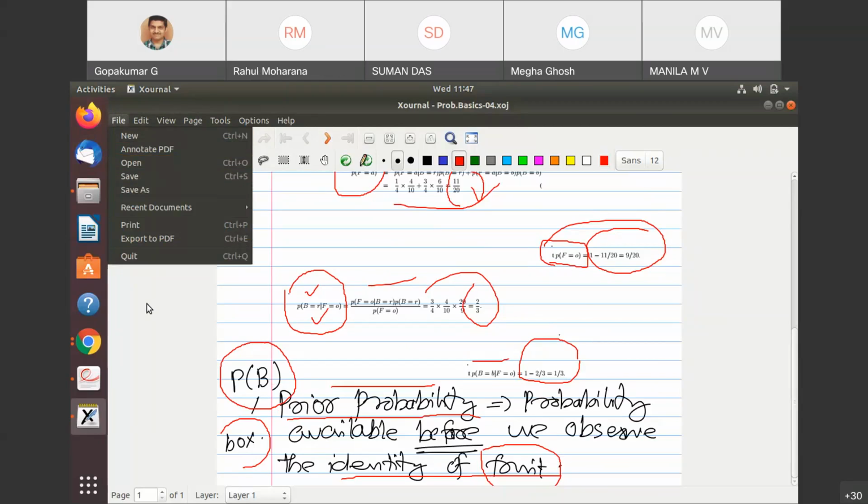Yeah, prior probability. Suppose you have some prior information about a particular event or a particular case. Assume that we are trying to find the probability of finding a fruit, but we know there is another random variable, a box. We know that particular probability before observing, or before taking a fruit from any of the boxes. For example, 4 by 10 and 6 by 10 in this case. So that particular probability is already known.